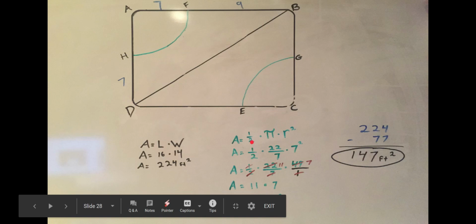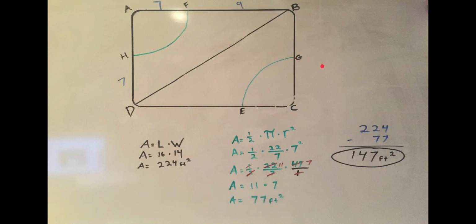Let's come to this side over here. Now we have 2 quarter circles. We have one over here, and we have one over here. Now if we take these 2 quarter circles and we put them together, that gives us a half circle.